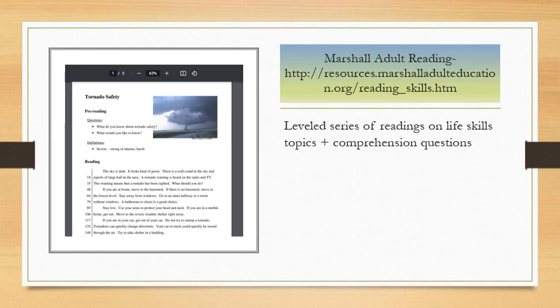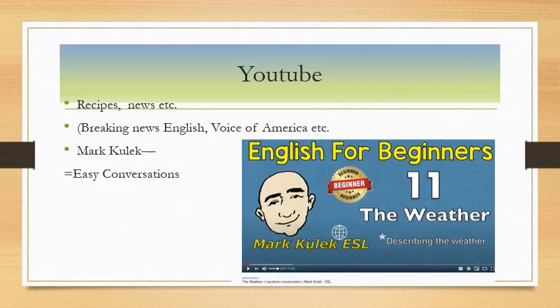Also online is something called Marshall Adult Reading. This is a little higher up, and this is a leveled series of readings. So levels 1 through 8. There's a short reading on different life skills topics about communication, transportation, medical, so different life skills, a little reading, and then some questions about what it means afterwards.